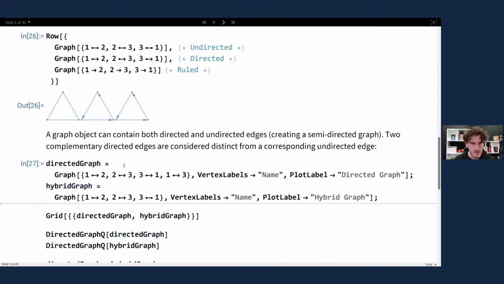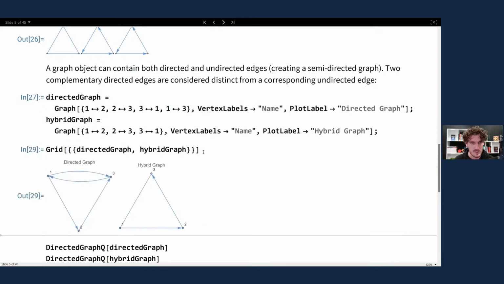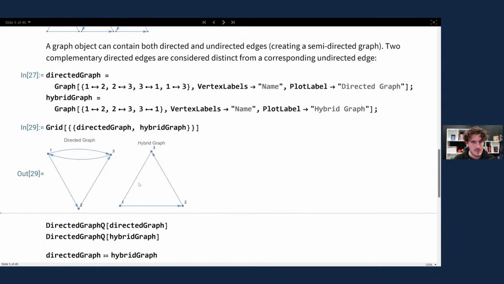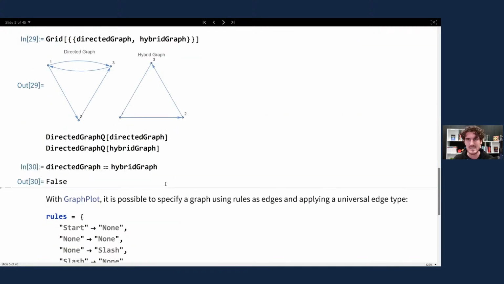We'll just run this and I'll show you what this means. In this hybrid graph, we have an undirected edge between vertex 1 and vertex 3. And in this directed graph, we have two directed edges. You might think that this undirected edge is really saying the same thing as this, but they're not considered exactly the same. If I was to check whether these two graph objects were exactly equal, it would say false. In fact, that's exactly what's next.